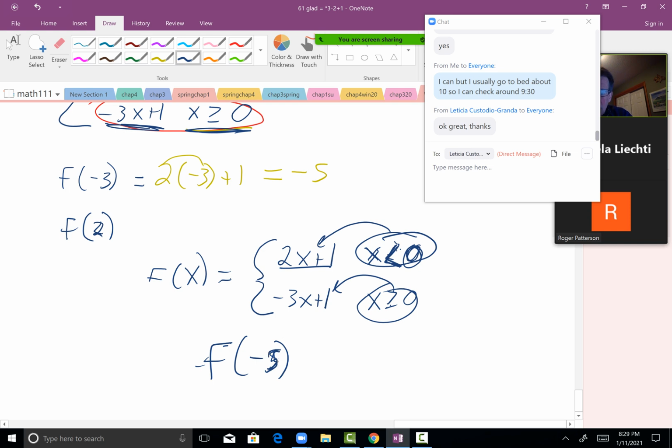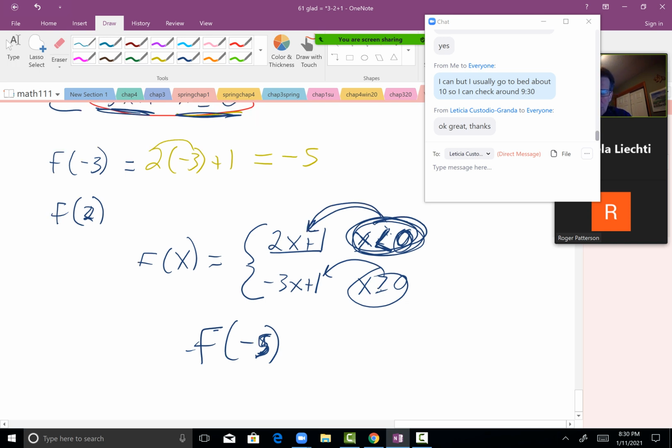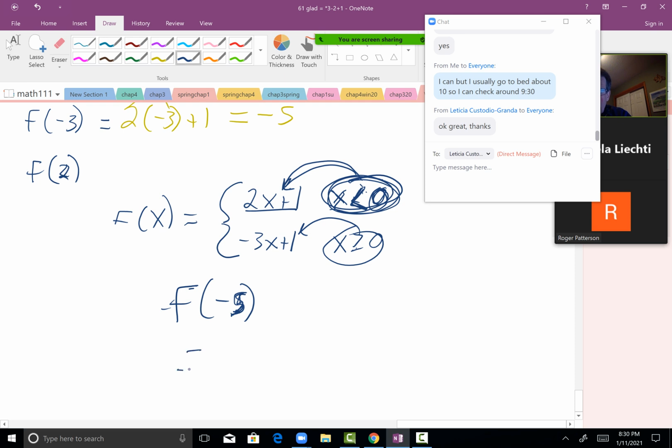So then -5 is less than 0. So then I would use this condition, which means I'm going to use that function. Okay? Yeah, I think I misunderstood your question. All right, now we got it.